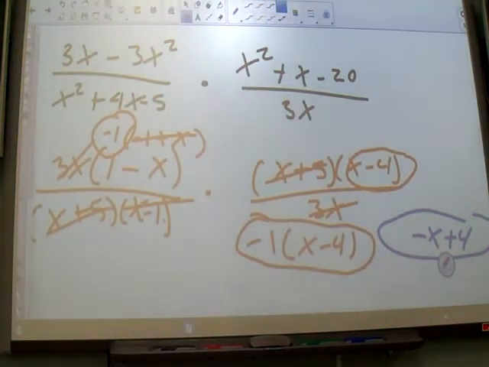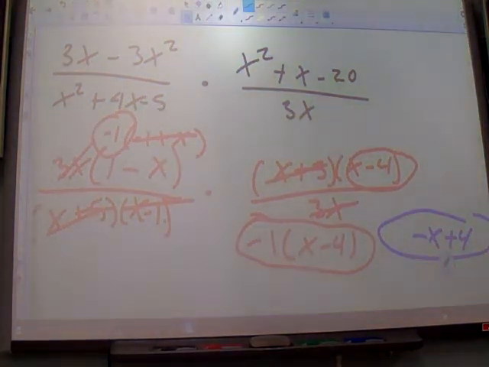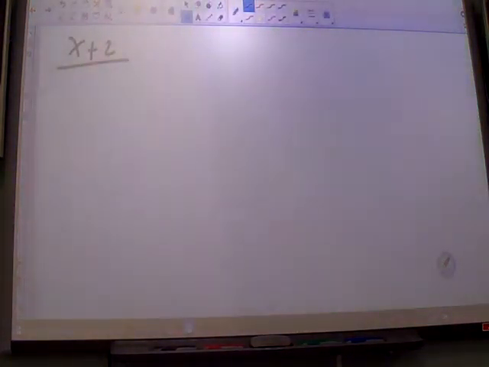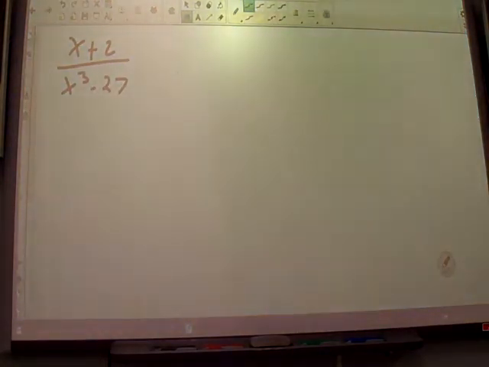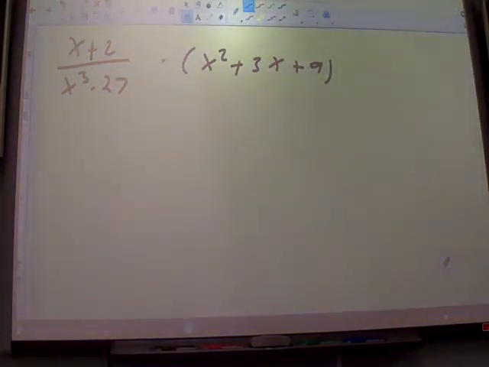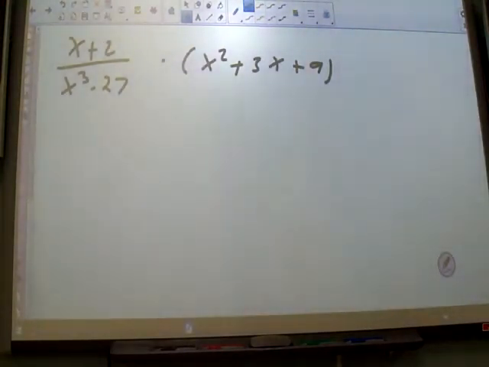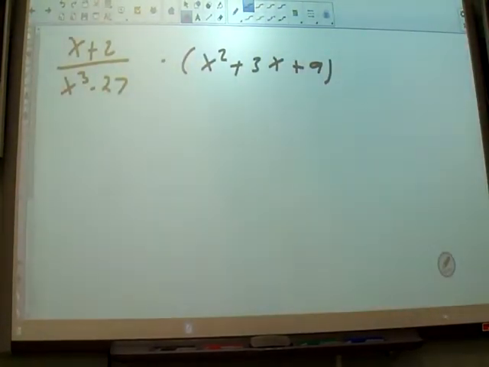All right, check this out. Everybody got what we need on that page? We got x plus 2 over x cubed minus 27 times this whole trinomial of x squared plus 3x plus 9. All right, what we got going here?